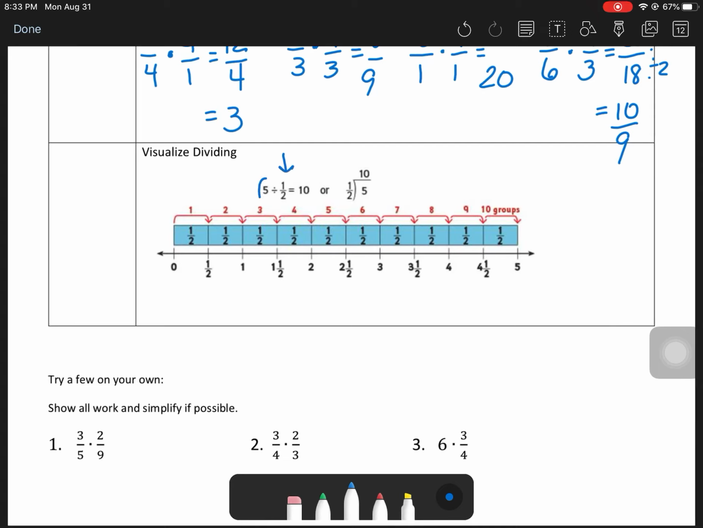When you visualize dividing, you're asking, if 5 is being divided by a half, how many halves are in 5? So if we take 5 pieces and we cut each of those pieces in half, there would be 10 halves. How many halves are in 5?